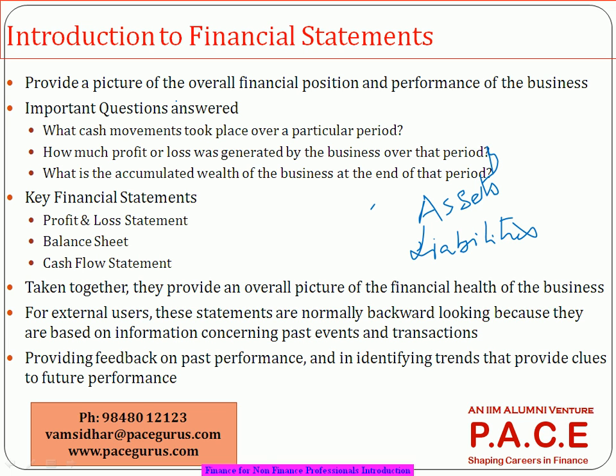So if I look at what I have done during the year and what is remaining, and put these two things together, that's the whole operation of the company. What did I start with? The balance sheet at the beginning of the year. What was my position at the beginning of the year, on 1st April? The balance sheet. What did I do during this year, from 1st April to 31st March? The P&L statement. What is left as on 31st March? Another balance sheet.